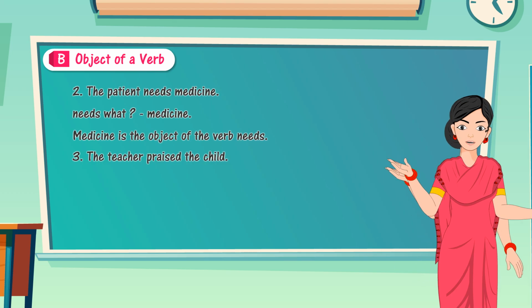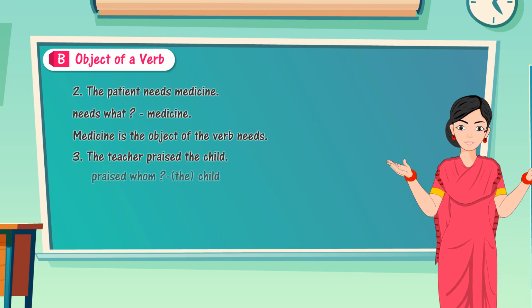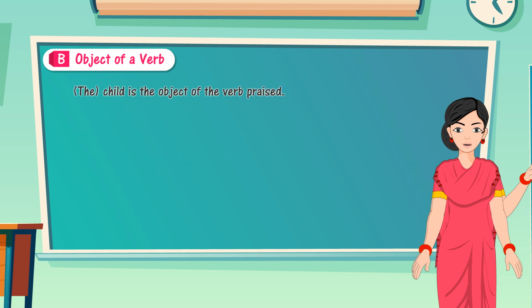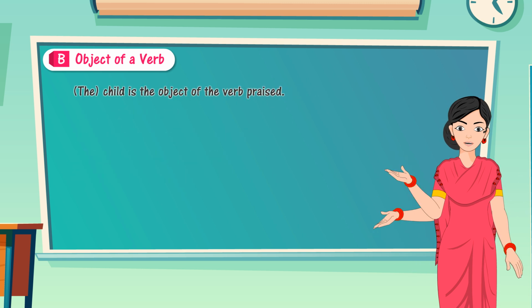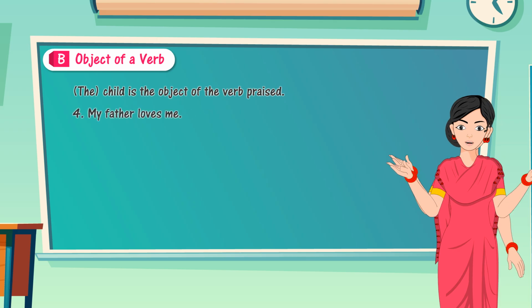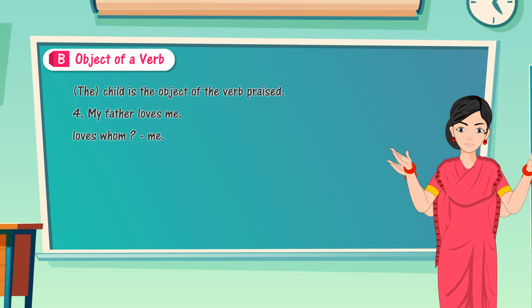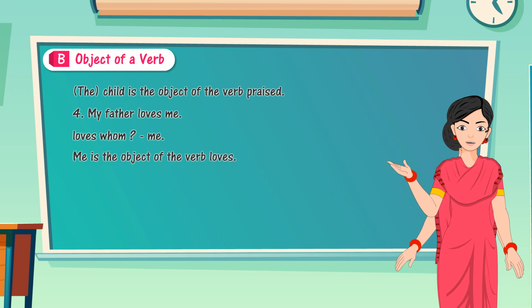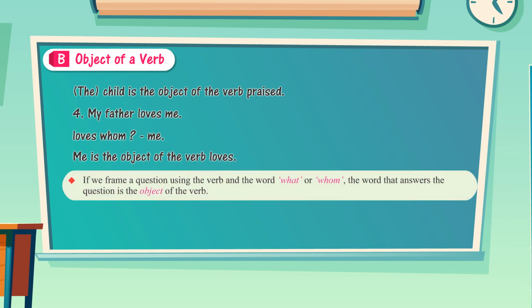3. The teacher praised the child. Praised whom? The child. The child is the object of the verb praised. 4. My father loves me. Loves whom? Me. Me is the object of the verb loves. If we frame a question using the verb and the word what or whom, the word that answers the question is the object of the verb.